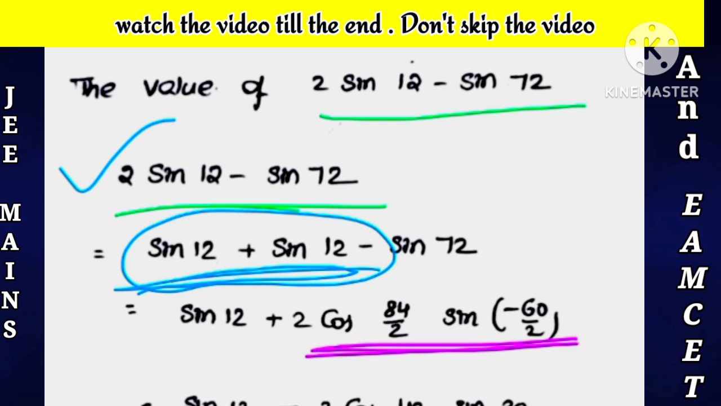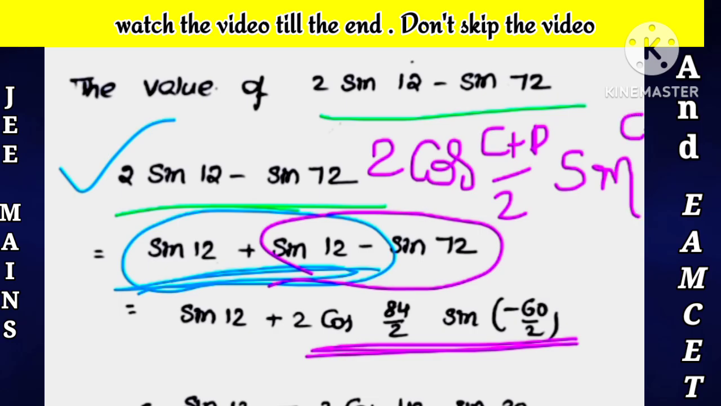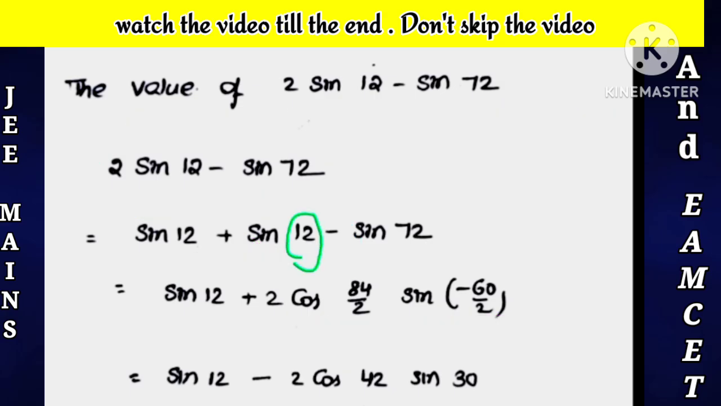What is sin c minus sin d? In the second and third terms apply the sin c minus sin d formula. Sin c minus sin d is 2 cos (c plus d) by 2 sin (c minus d) by 2. Okay. What is c here? C is equal to 12 and d is equal to 72. Okay. C plus d: 12 plus 72.